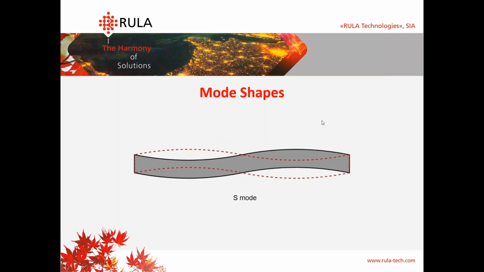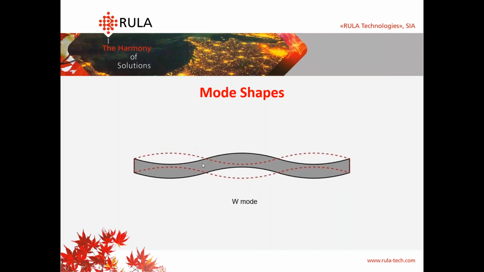And if we influence our beam with its second natural frequency, it will vibrate with S mode, like shown here. And finally, if we excite our beam with a frequency between its first and the second natural frequency, we will get a W mode.